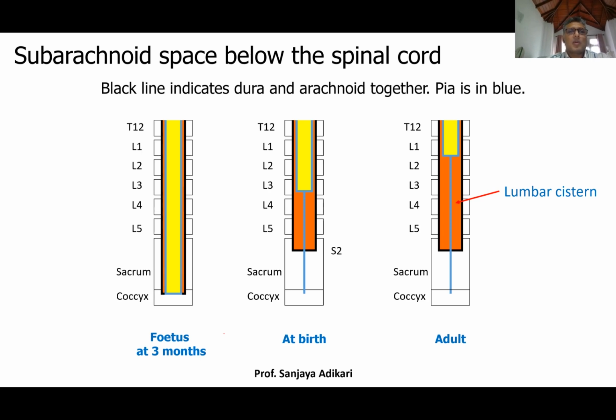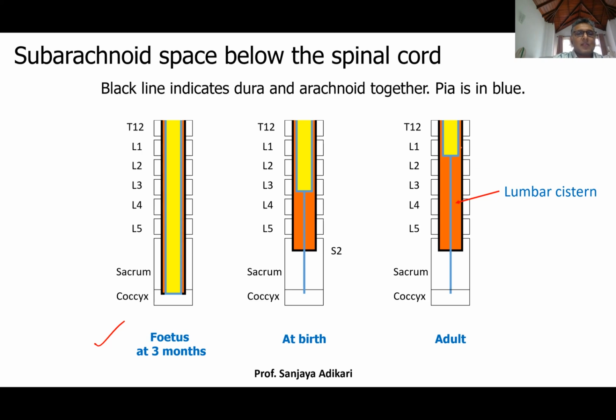Now, if you look at an embryo, a fetus at 3 months, this is how you see it. This is how you understand the diagram. The black line represents the dura mater and arachnoid mater together. The pia mater is indicated with a blue line. So the orange colored area is actually the subarachnoid space.